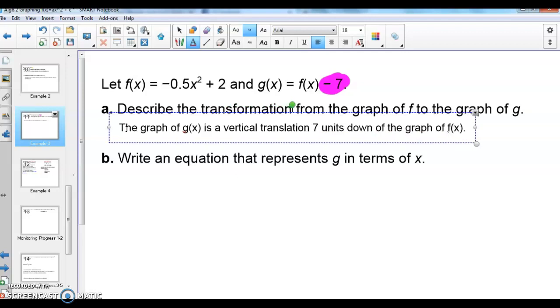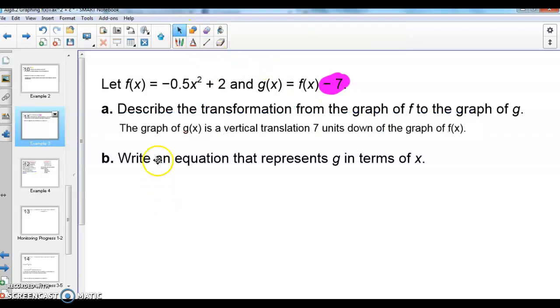So it's really important that you mention what your reference graph is. In this case, we're not using the parent function f of x equals x squared, but we're using the given, which is negative 0.5 x squared plus 2. So that was the original, and then g of x just subtracted 7 from the original function. So we said that it's a vertical translation 7 units down.